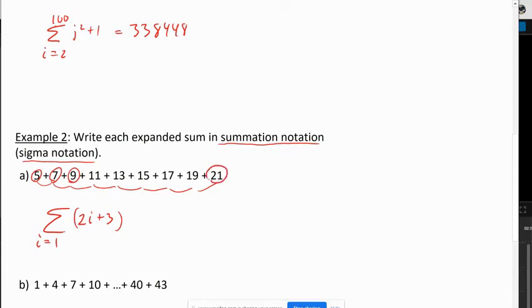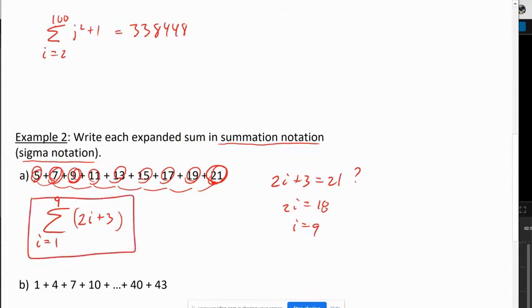And to get 21 at the end, when is 2i plus 3 equal to 21? That's when 2i equals 18, or when i equals 9. So we know we're going to have to stop at i equals 9. 1 to 9, or you can count the terms. There's 1, 2, 3, 4, 5, 6, 7, 8, 9 terms. So if we start with 1, we get 9 terms when we count from 1 to 9. So that is one way to do this sum.